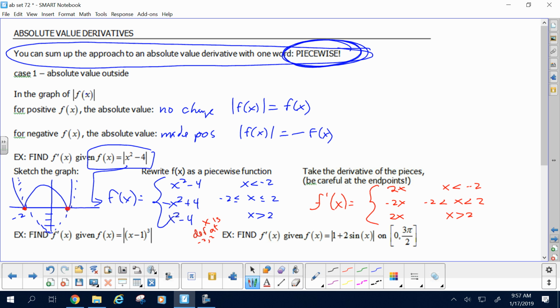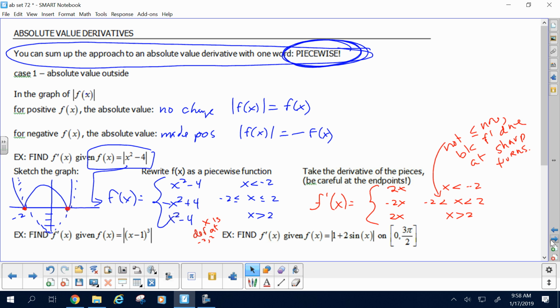But what little gotcha in there, you reckon? You see it? What happened at negative 2 and 2 when you flipped it? The derivative was... There's a sharp turn there, all right? So does the derivative exist there? No. So this is not less than or equal to now, because the derivative does not exist at these sharp turns. Okay. So although it's almost identical to taking the pieces straight across derivatives, there is that inequality switch.